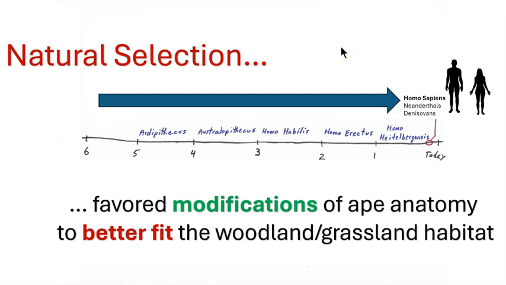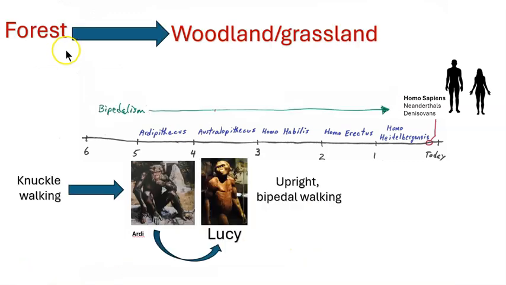Like all other species on the tree of life, we humans were subject to the forces of natural selection. Natural selection was modifying our ancestors to become the species we are today. In particular, natural selection favored modifications of ape anatomy to better fit the woodland grassland habitat. So we have this major transition from a species that was adapted to the forest, but now they're going to have to evolve adaptations for the woodland grassland environment.